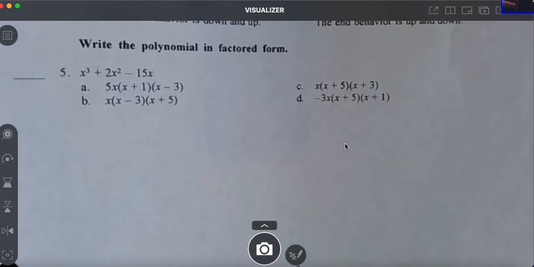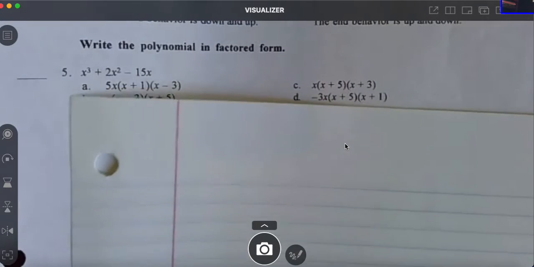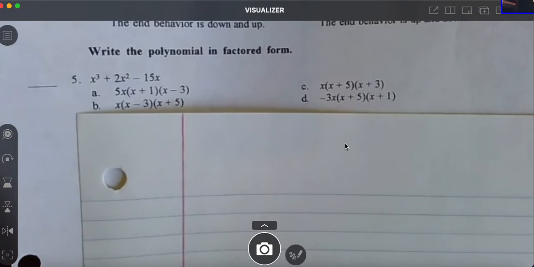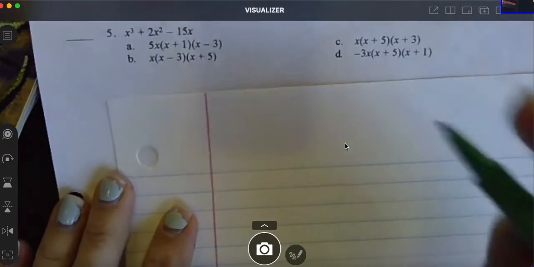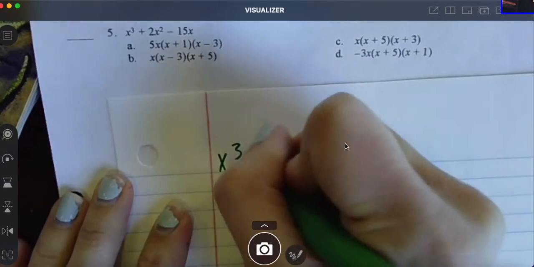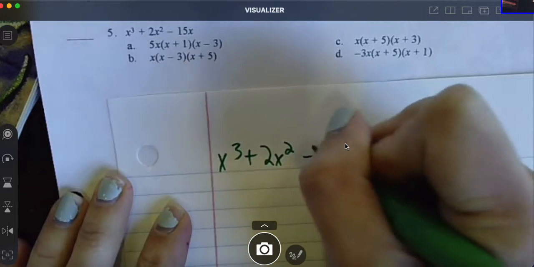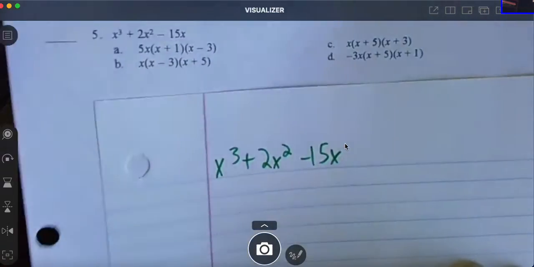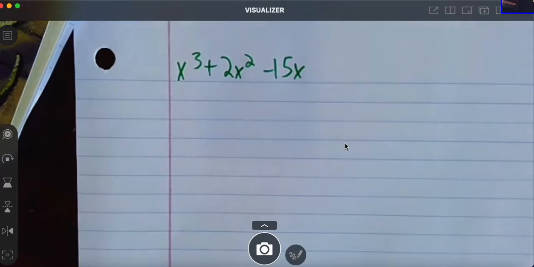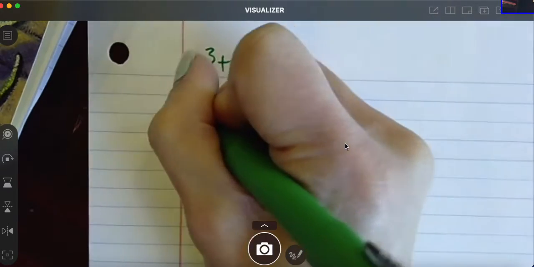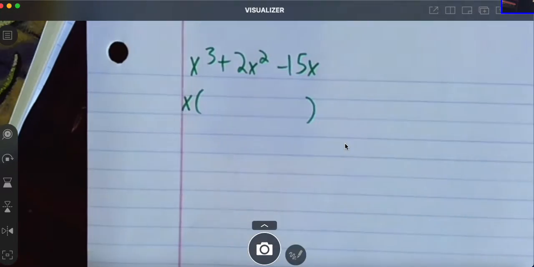Okay, so I'll just get my paper. I'll use this paper. On this one, we're going to factor. So this is part of the quiz. Let's see. It says x to the third plus 2x squared minus 15x. So I'm going to factor out my x first, right? Let me do that. And what's left over?